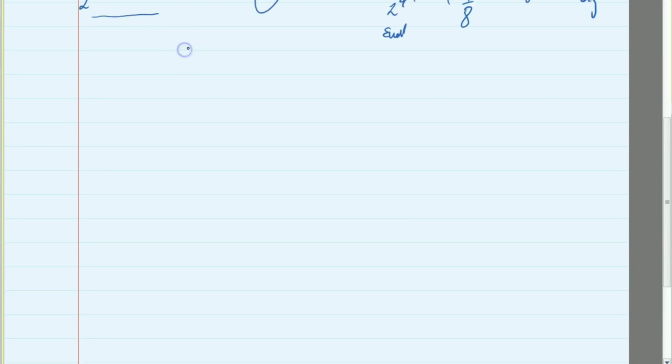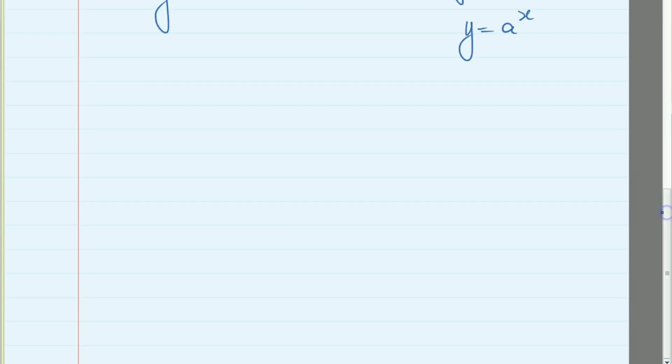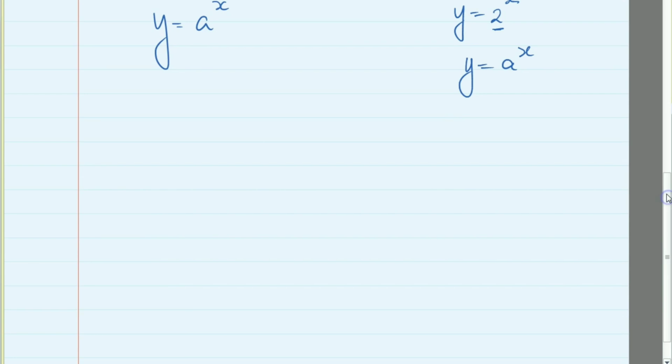So there we have our transformations of exponential graphs, graphs of the form y equals a to the power of x. In these graphs, I've shown you mostly y equals 2 to the power of x, but the same things happen regardless of what the base is, and so that's why we talk about y equals a to the power of x. Whenever you're asked to draw exponential graphs, there are two main points that they're going to want you to look at.